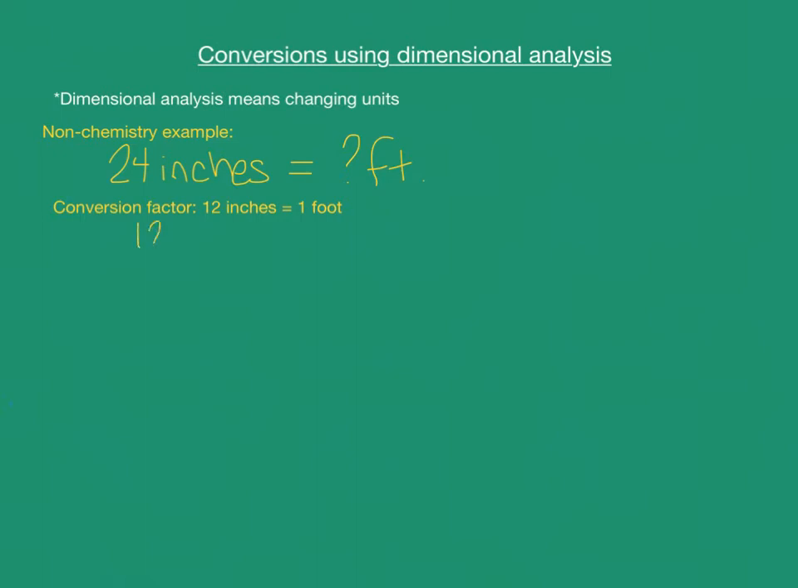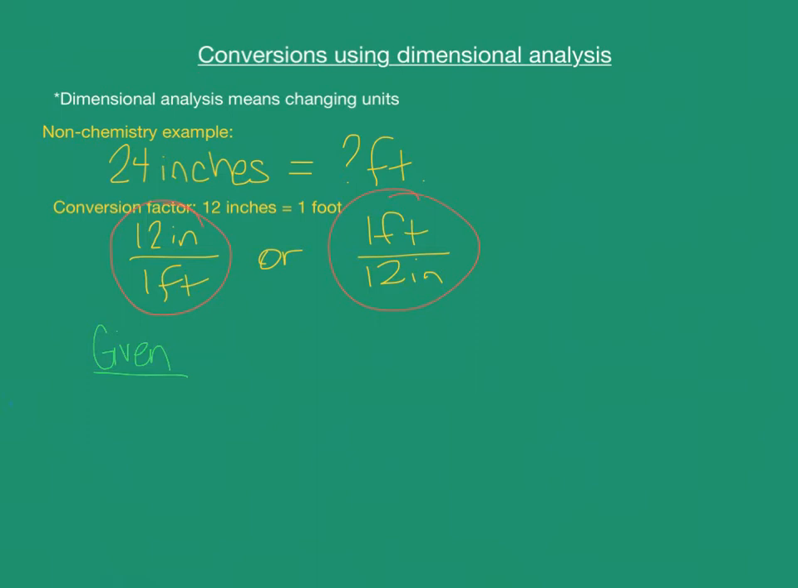We can write it either as 12 inches, so I'm just going to abbreviate inches, over 1 foot, or we can write it as 1 foot over 12 inches. Depending on how we're converting is going to depend on which conversion factor we need. So we might need this one or we might need this one. When we solve one of these problems, we always start with a given amount. And the given amount is whatever is given to you in the problem.